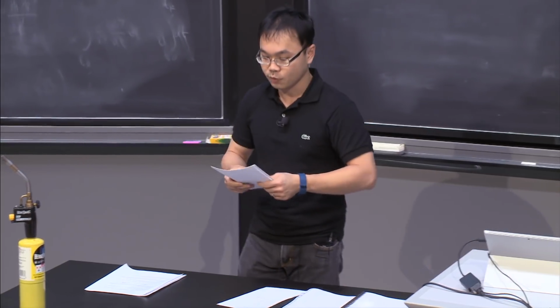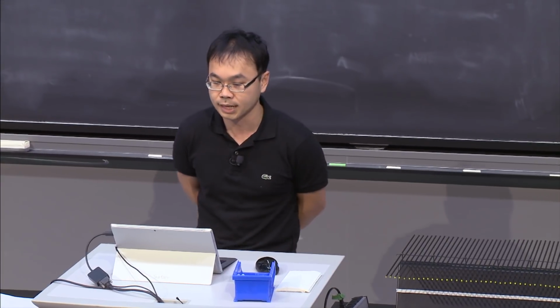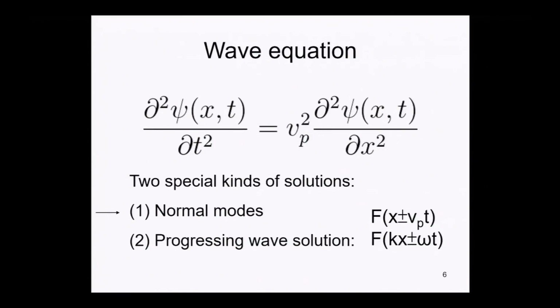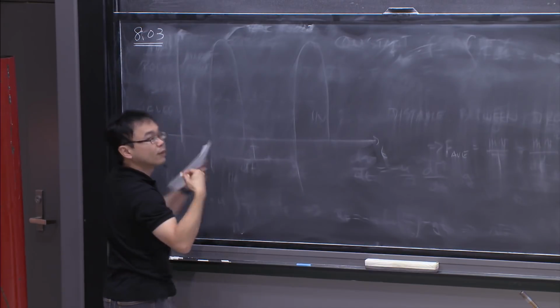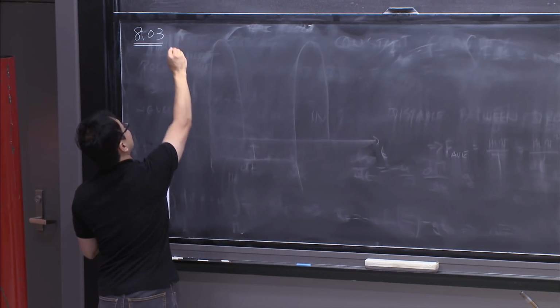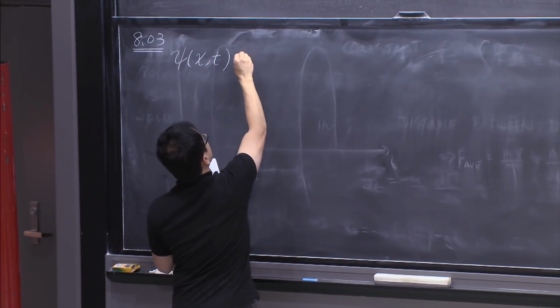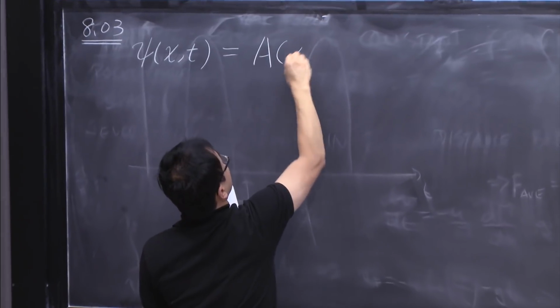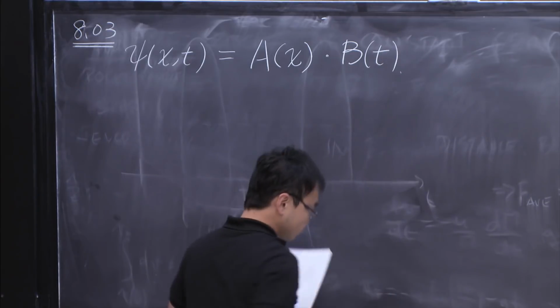So the first question we ask is, what are normal modes based on this infinitely long continuous system described by wave equations? Let's get started immediately. We can first assume a functional form for normal modes. We assume that psi(x,t) is equal to A, a function of x, times B, a function of time.